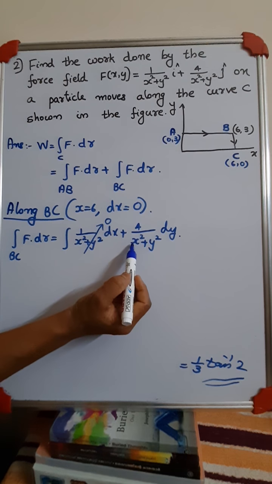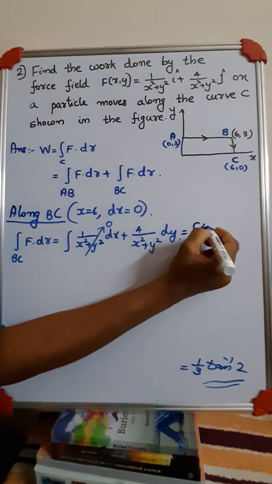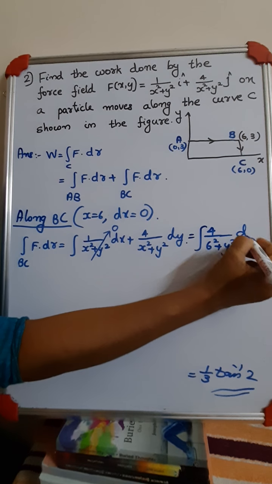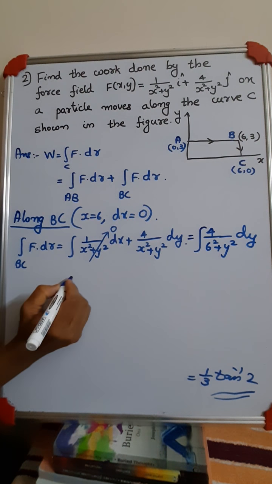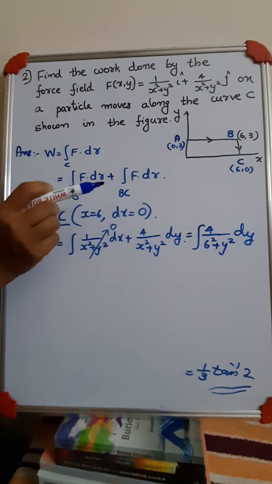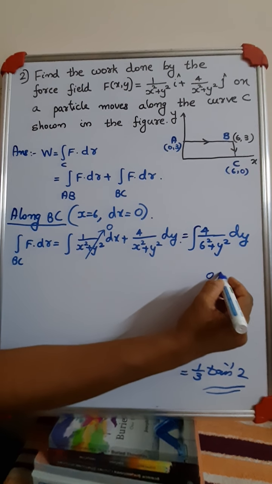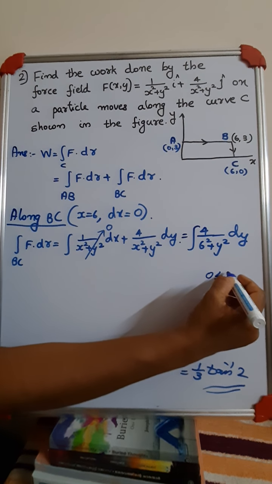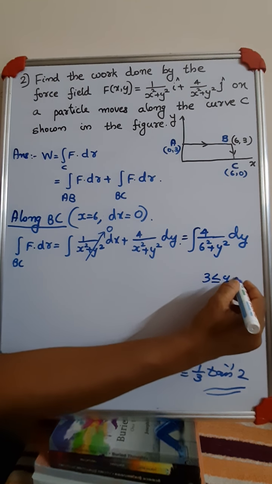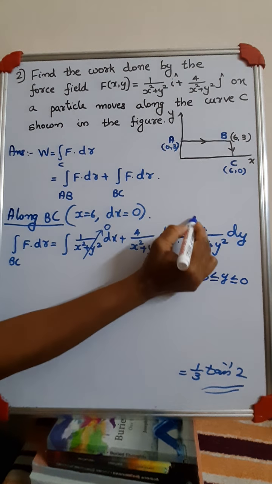Then that means we have to give a substitution for x equal to 6. That is equal to integral 4 divided by 6 square plus y square dy. So using the above result, now we have to give the limit of y also. What is the limit of y? Along BC, the limit of y varies from 3 to 0. So 3 less than or equal to y less than or equal to 0 along BC. The y coordinate varies from 3 to 0. So limit is from 3 to 0.